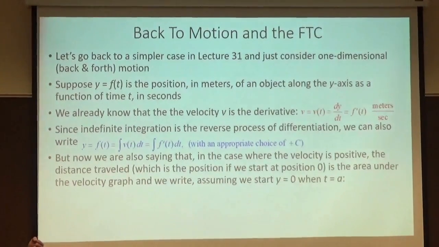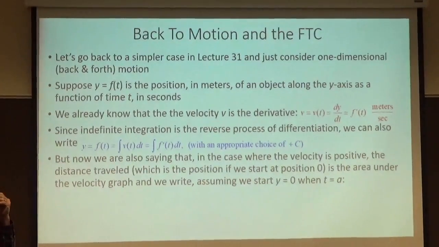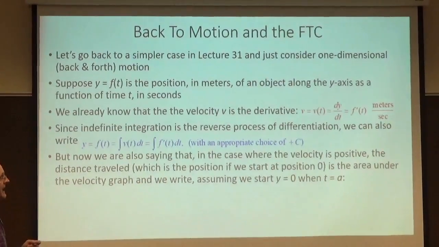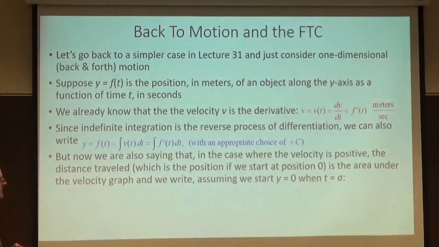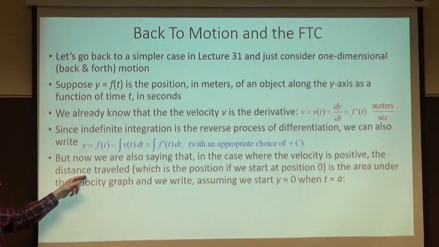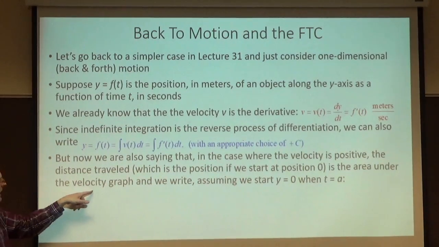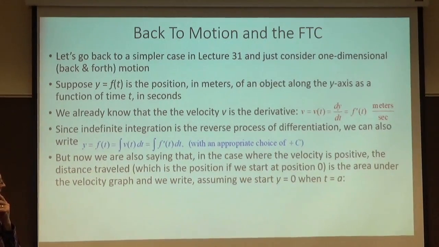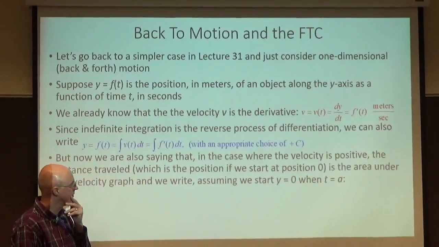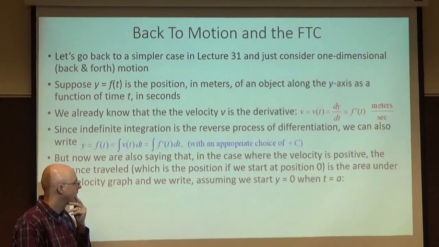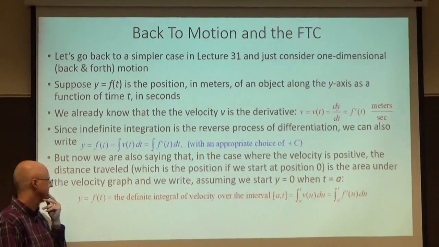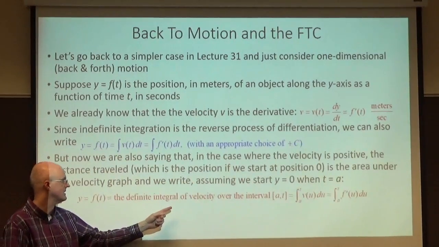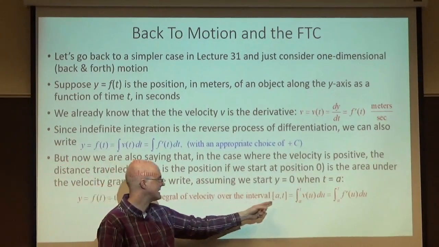What's new now, though, is we're also saying something else. We're also saying, at least in the case when the velocity is positive, that the distance traveled is the area under the velocity graph. And we write, assuming we start at y equals 0 when t is a, we write it as a definite integral. And you can describe it in words as the definite integral of the velocity over the interval from a to t.